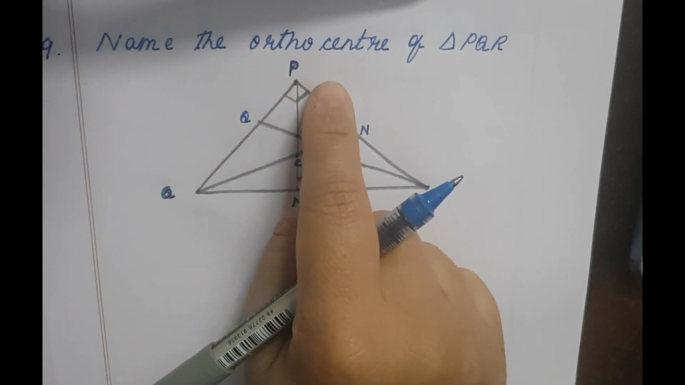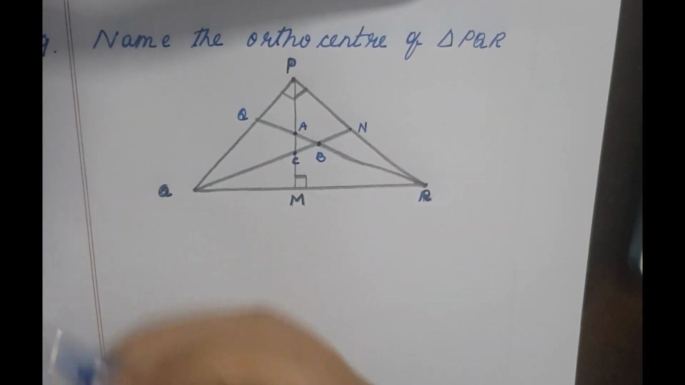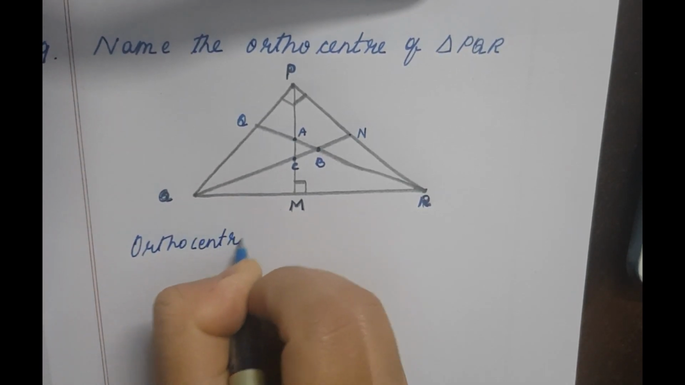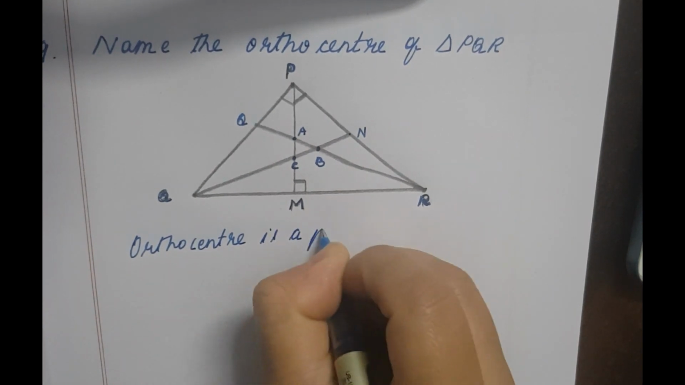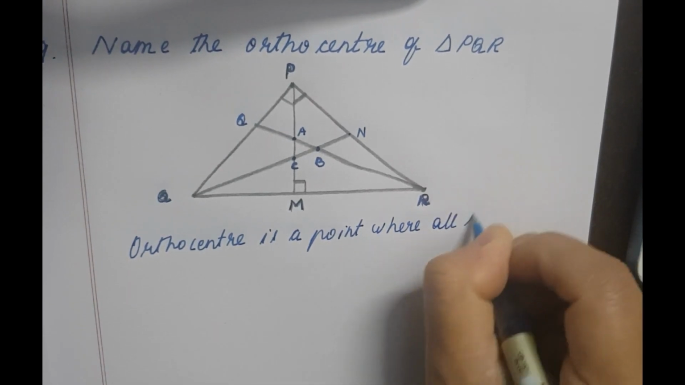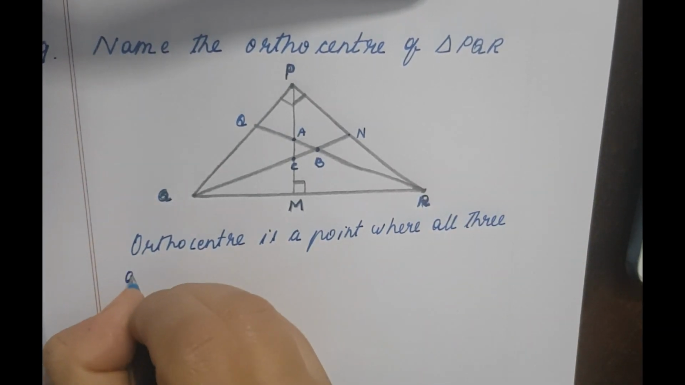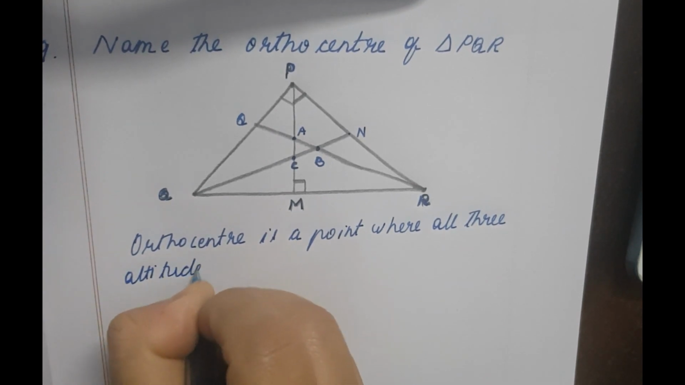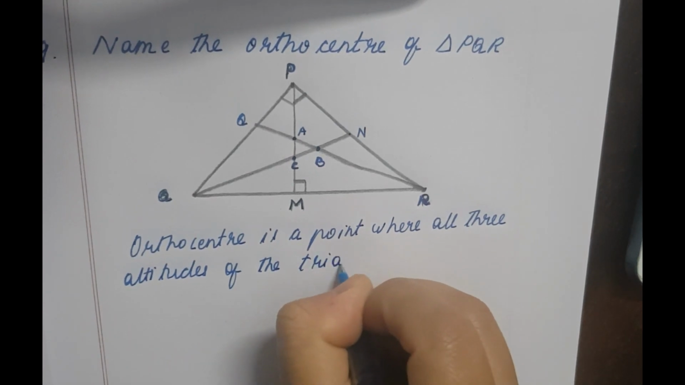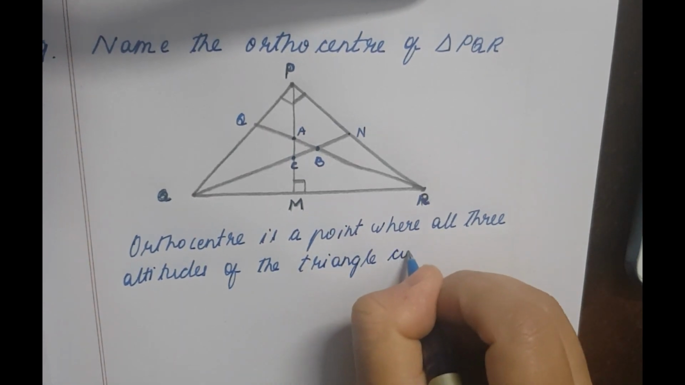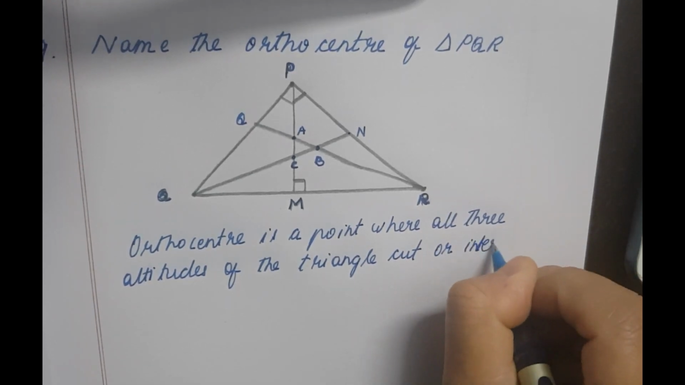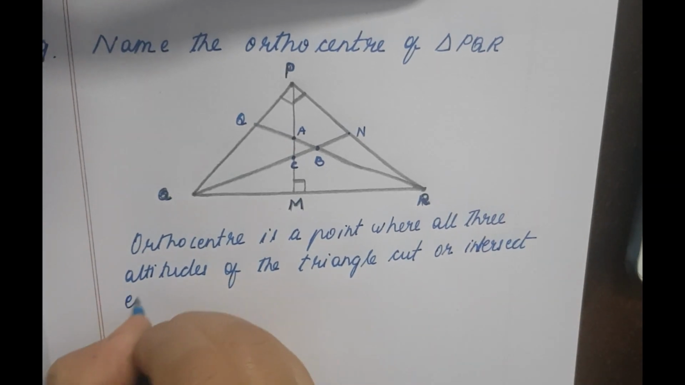Name the orthocenter of triangle PQR. First let us know what an orthocenter is. See, the orthocenter is a point where all three altitudes of the triangle cut or intersect each other.